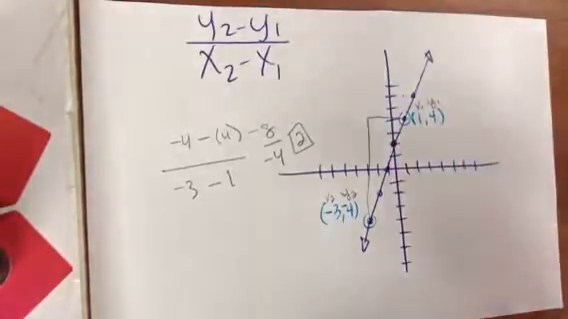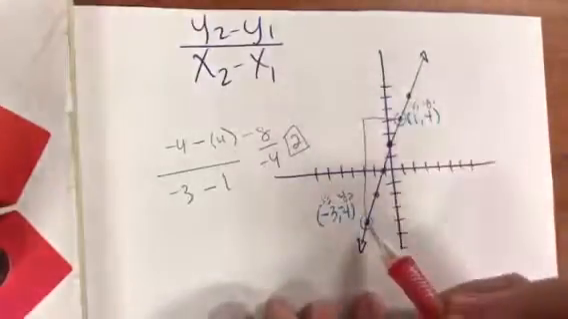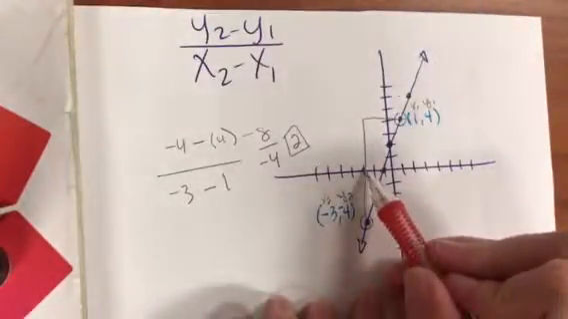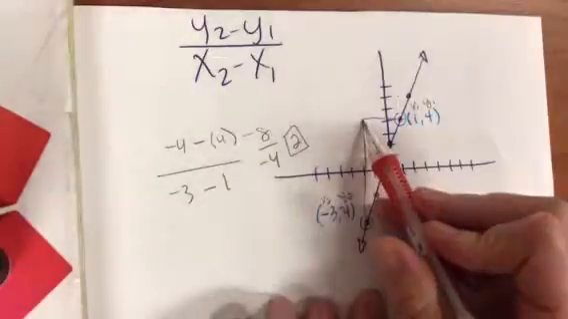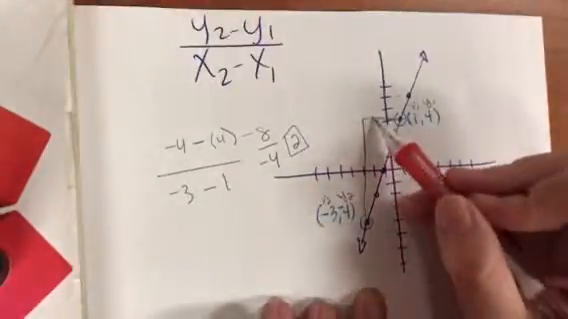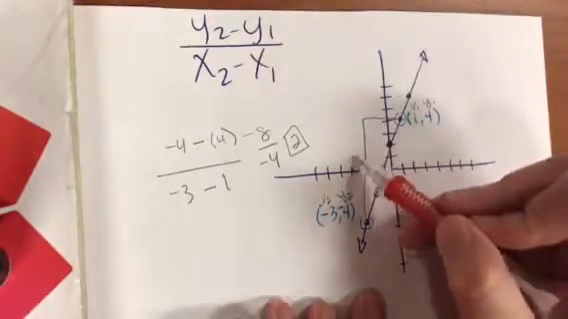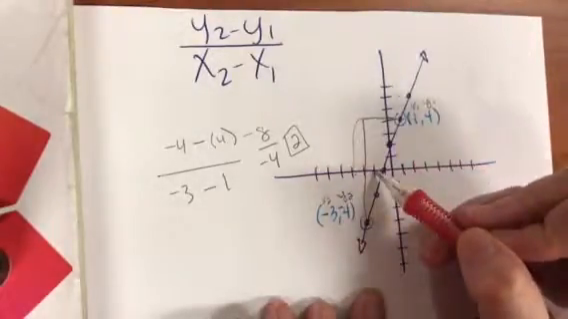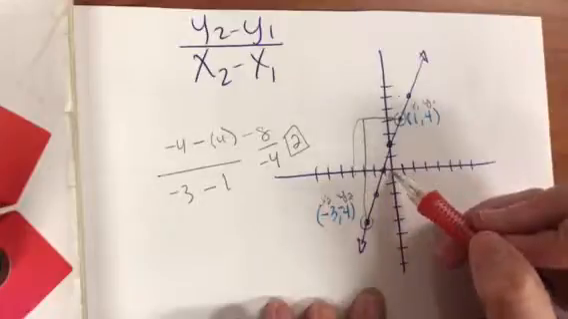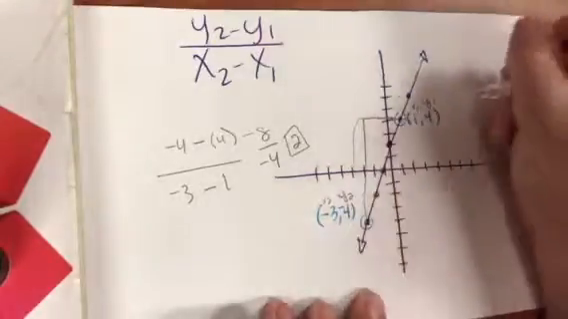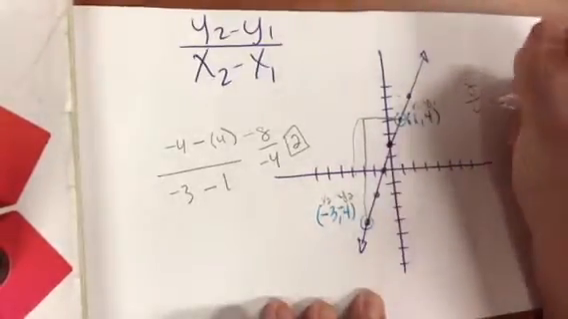So if I were to count here, I'm going up 1, 2, 3, 4, 5, 6, 7, 8. There we go. And I'm going over 1, 2, 3, 4. We went over 4. So it was 8 over 4, which equals 2.